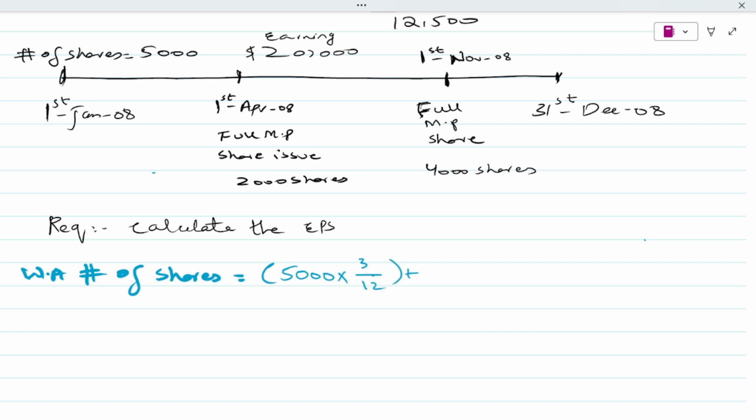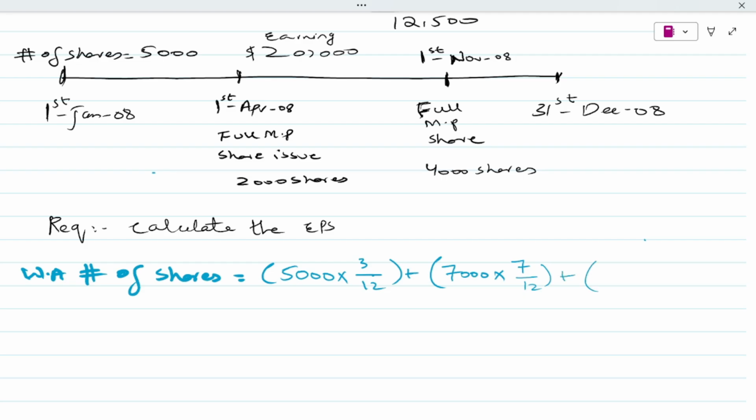Then we put an addition sign, and now we look at how many more shares we issued. On 1st April 2008, we made a full market price share issue of 2,000 shares. So these were 5,000, 2,000 more, so 5 and 2 are 7. Now we have 7,000 shares in total in issue, and these are from 1st April to 1st November. Let's count how many months: April, May, June, July, August, September, October. So these are 7 months. So I'm going to do 7,000 into 7 over 12.